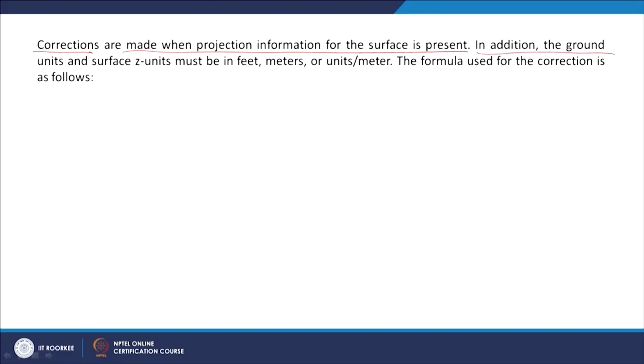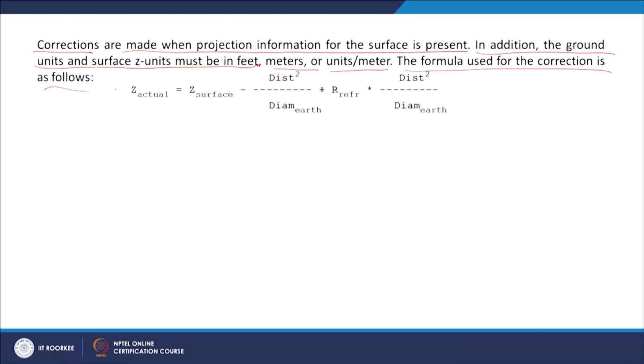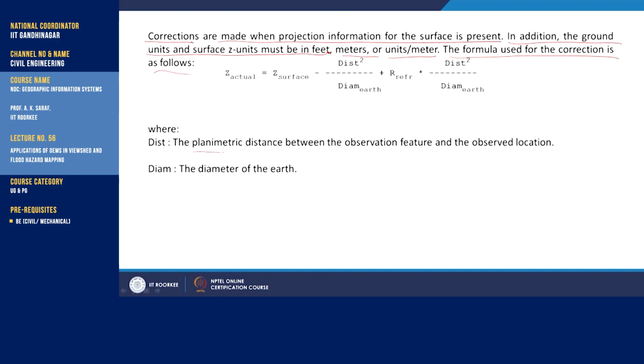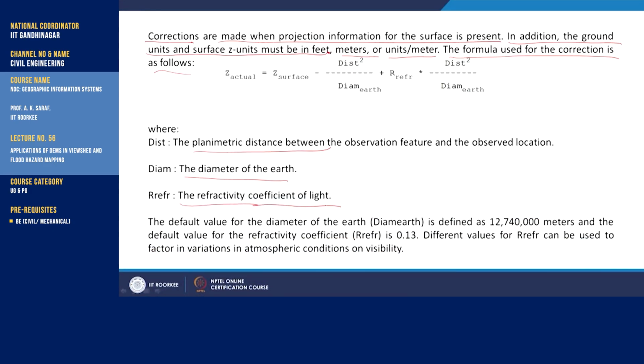In addition, the ground units and surface units must be in feet or meters. The formula used for correction is as follows. So, Z actual equals Z surface, plus the distance to the diameter of the earth multiplied by this and that. So, here is the planimetric distance and here is the diameter of the earth, then the refractivity coefficient of the light and other values would also be required to solve.